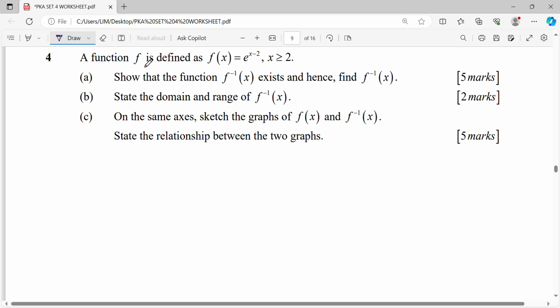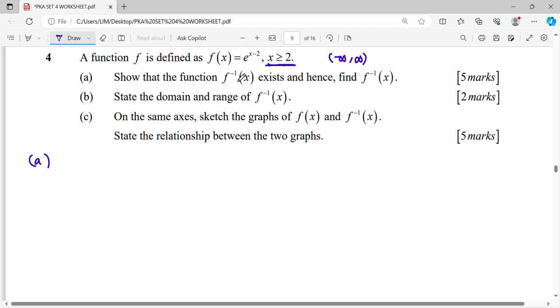A function f is defined as an exponential function, and you have to notice that this exponential has a condition, saying x is more than or equal to 2. Normally for an exponential, the domain is negative infinity to infinity, which means that here they're only taking one part only. So for question A, show that the inverse exists.